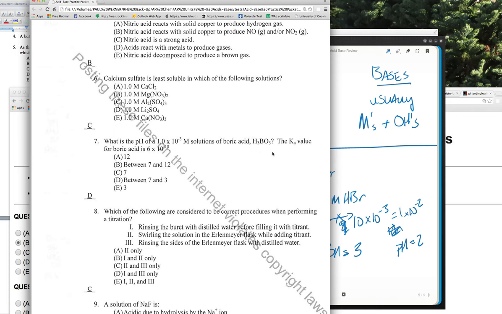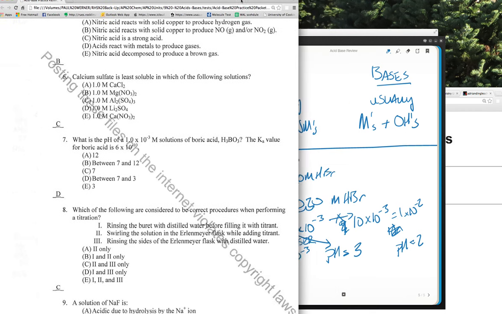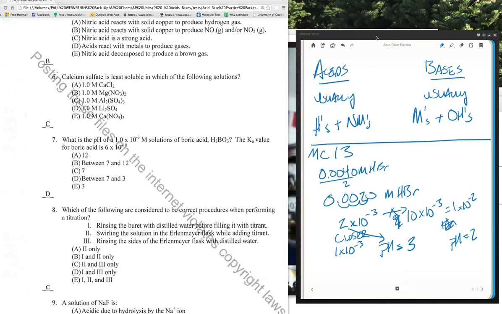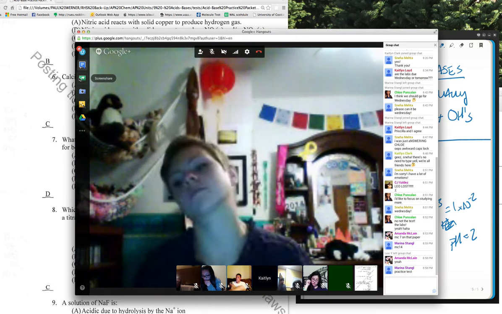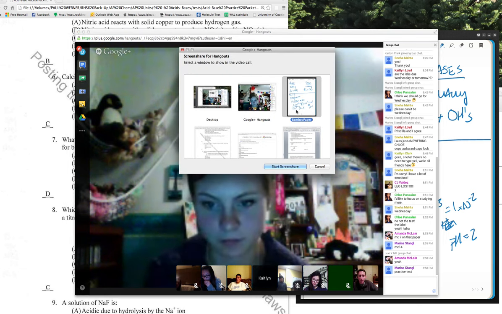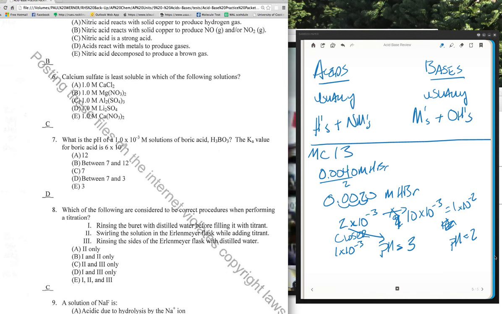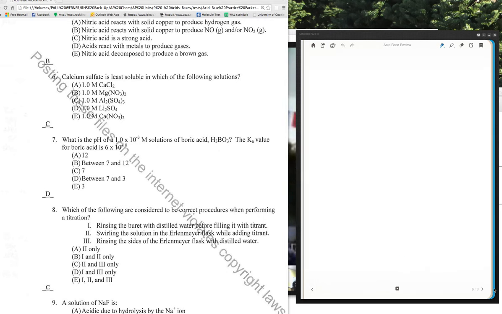Now, you could do this without a calculator, or you could do it with a calculator. Let me see if I can do it without a calculator real quick, because since they give you ranges, that might be exactly what they're expecting. So screen share, bamboo paper. All right. So we have a solution where the H3BO3 concentration is equal to 1 times 10 to the negative 3rd.